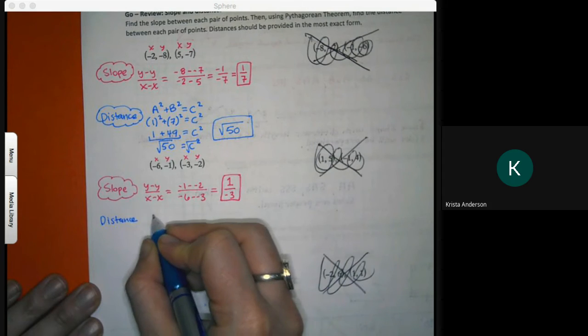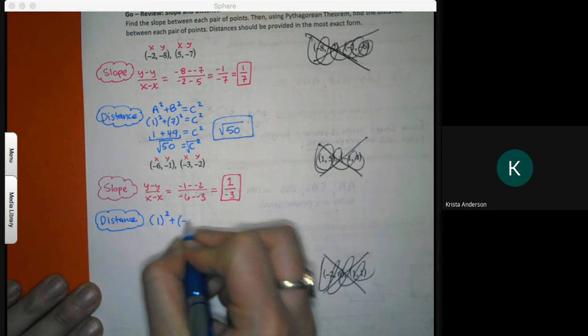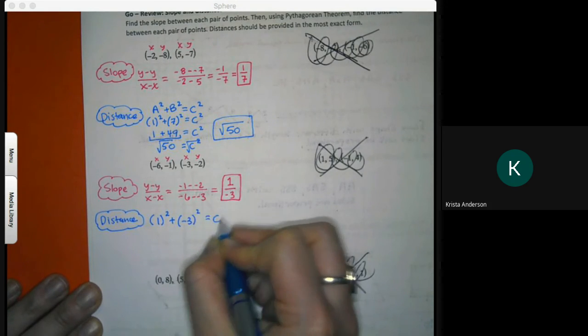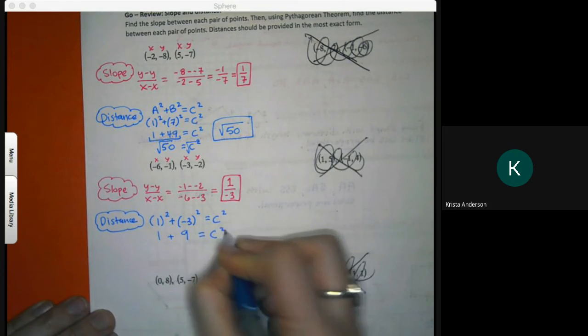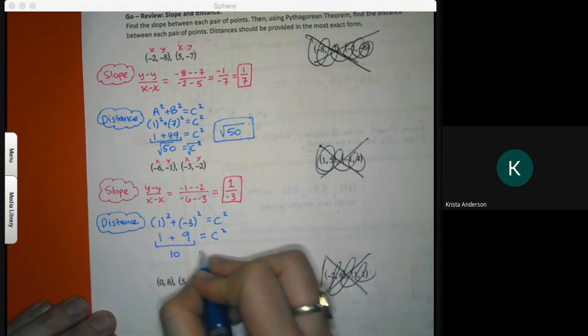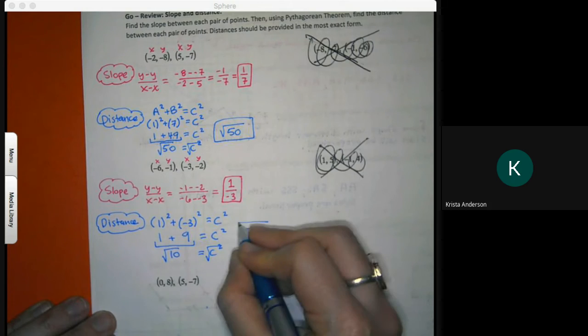But then I have to find the distance. So I would type 1 squared plus -3 squared is c squared. 1 squared is 1. What's -3 times -3? 9. 1 plus 9 is 10. Square root it, and there's your answer. That's my distance. And it just wants you to leave it in exact form. It does not want you to type it in and find the decimal.